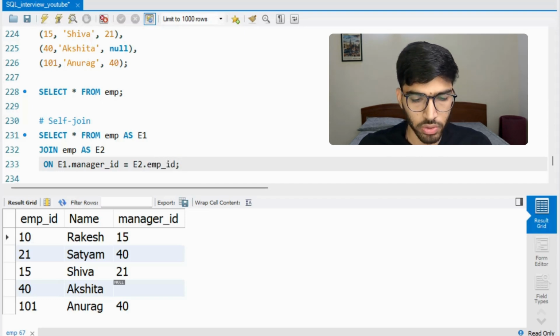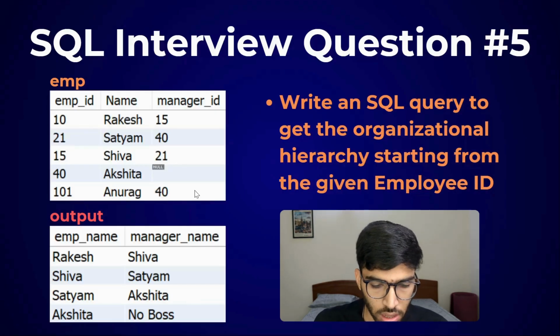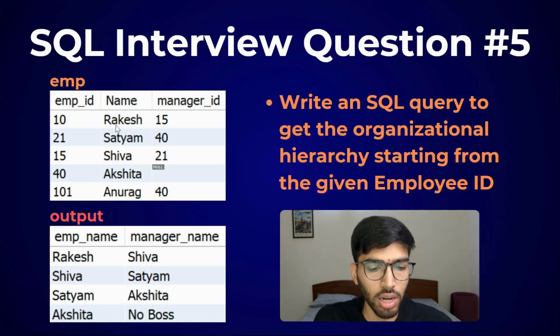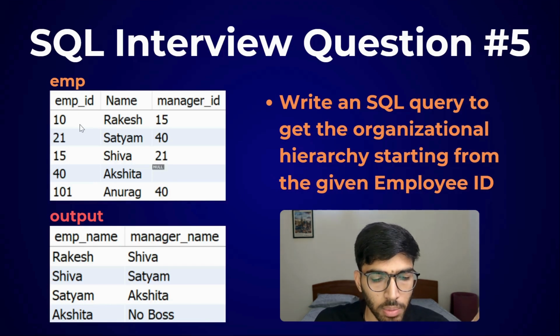Now why am I doing this? To understand this, let us see how we would find the managers manually. Let us say I'm starting with Rakesh. Rakesh's employee ID is 10, manager ID is 15.